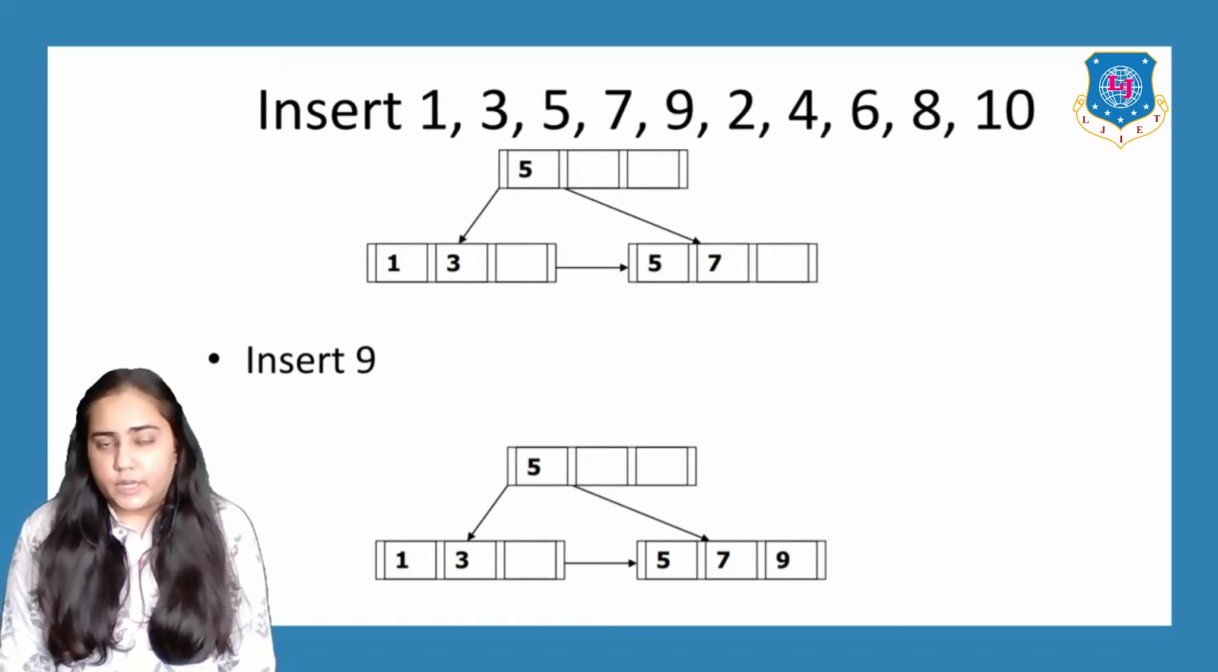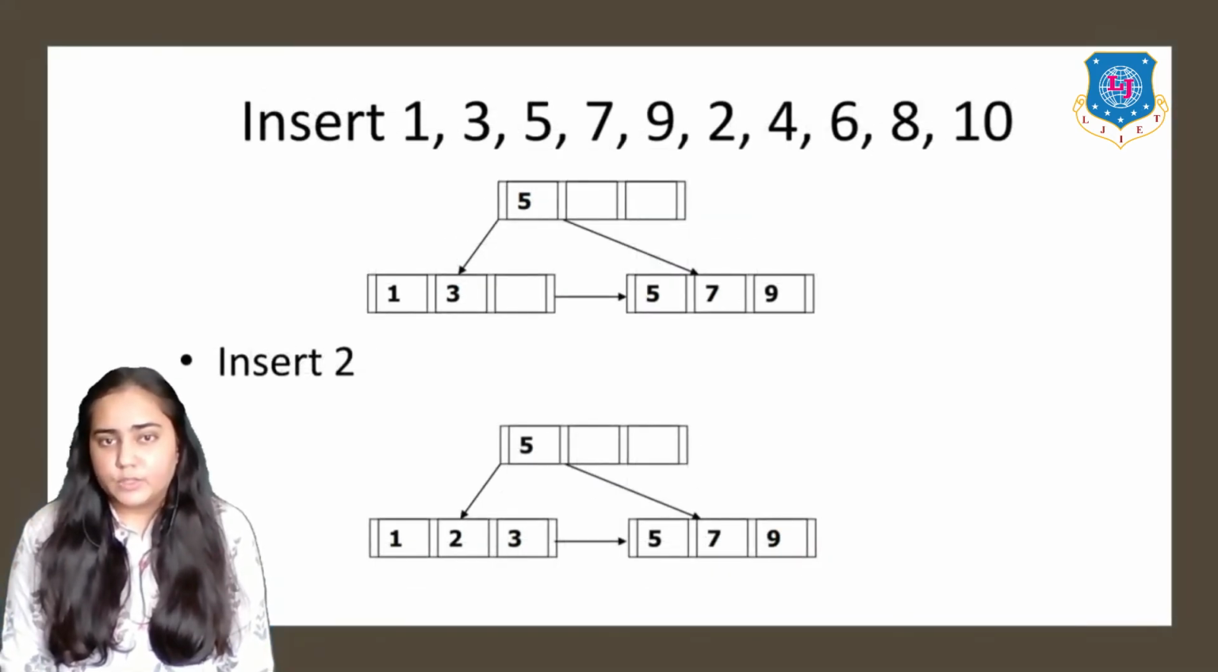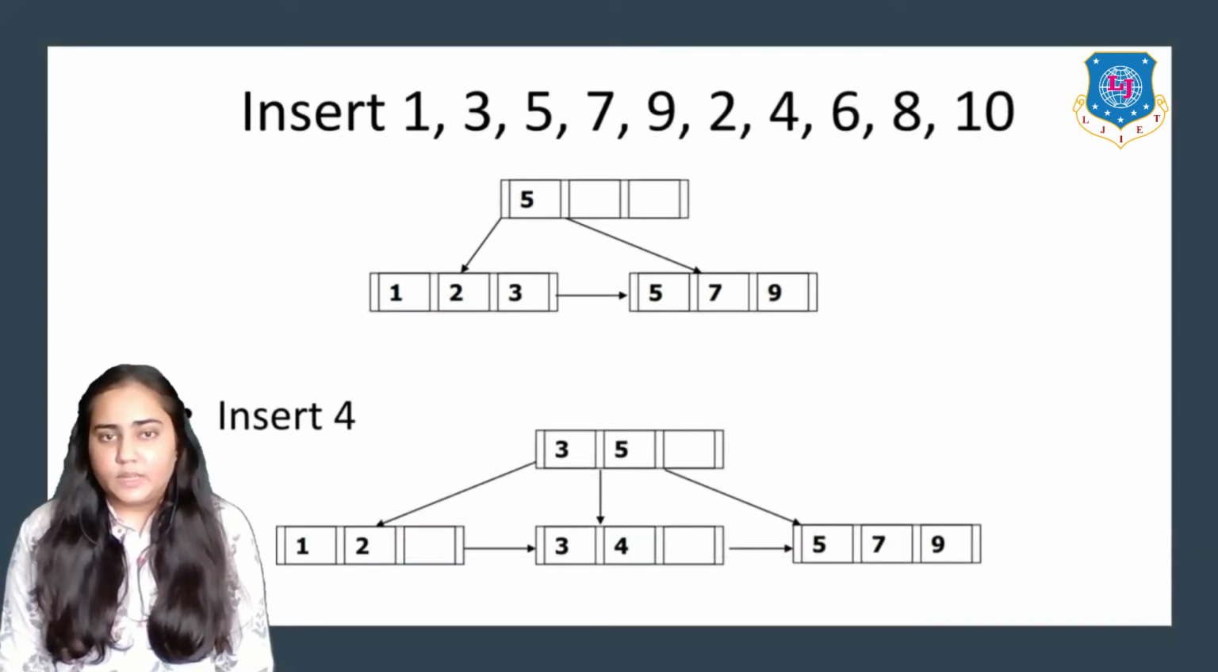Next, let's insert 9. That's fairly simple. You can just insert it next to 7. Now next we are going to insert 2. To insert 2, I can move 3 and insert 2 because it has to be sorted. There is space, and 2 is less than 5, so it goes on the left-hand side and can be easily inserted.